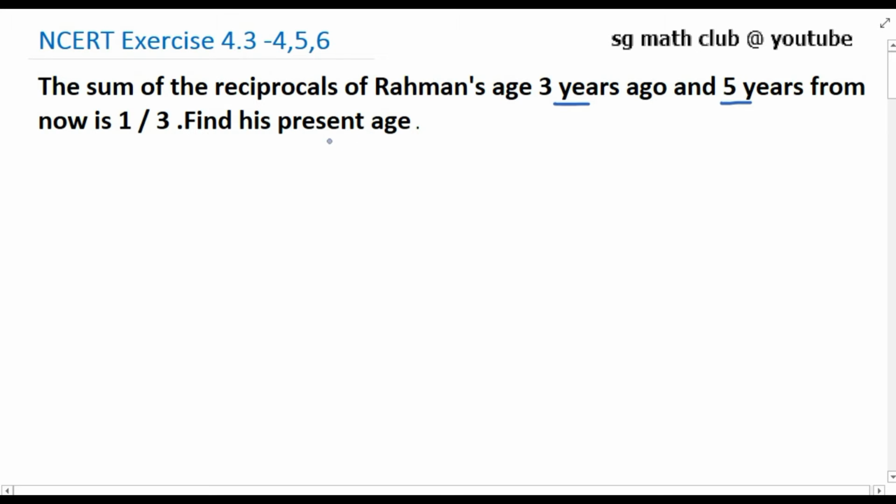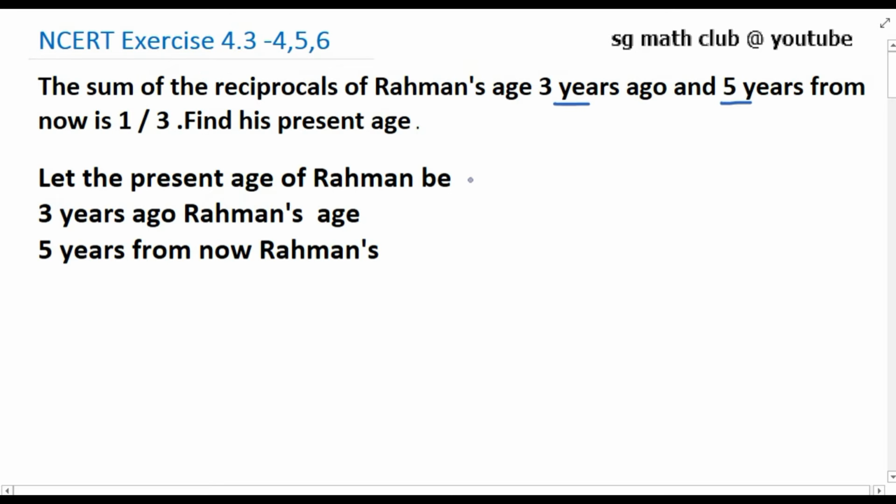So we can take the present age of Rahman as x. 3 years ago means x minus 3 and 5 years from now means the age of Rahman will be x plus 5. So let the present age of Rahman be x. 3 years ago Rahman's age will be x minus 3 and 5 years from now Rahman's age is x plus 5. Now we need to frame the quadratic equation.